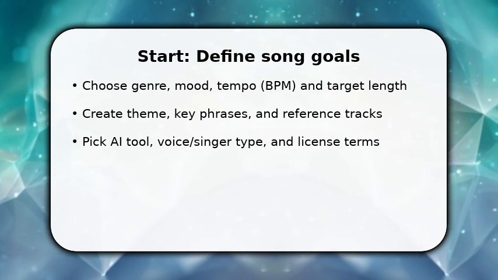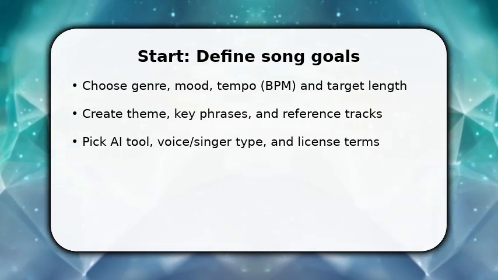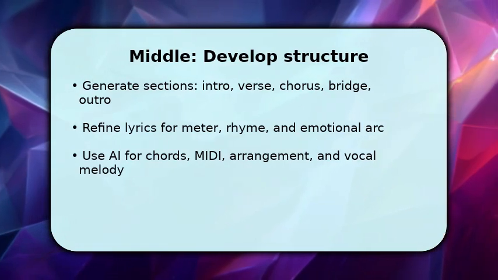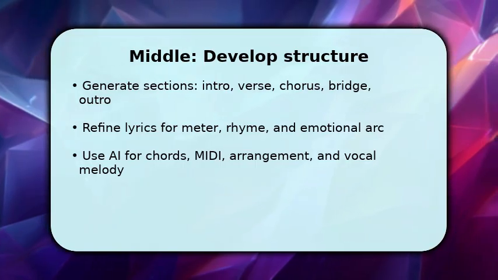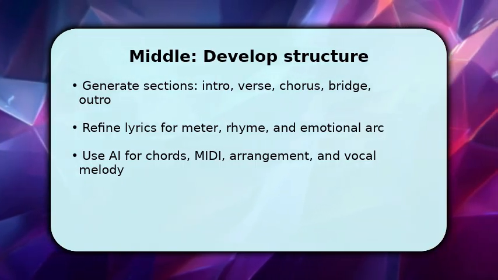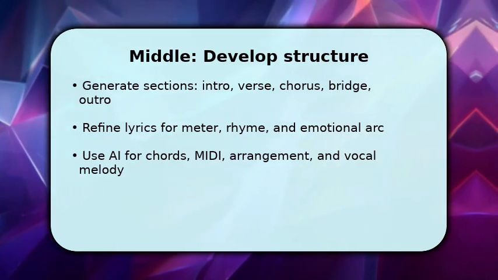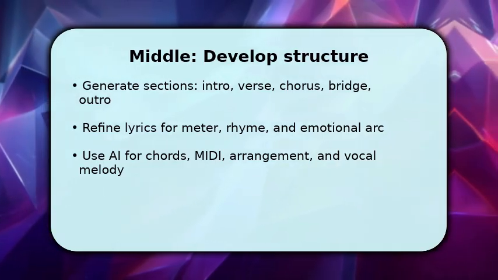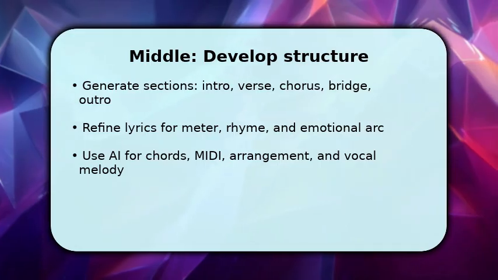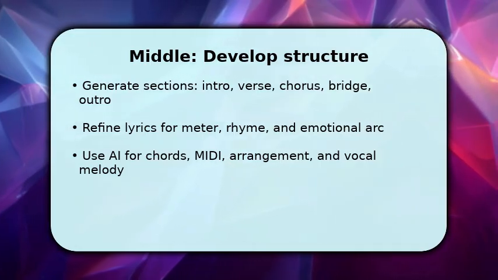You now expand the skeleton into a full arrangement by generating each section deliberately. Intro, verse, chorus, bridge, and outro. Prompt the AI for melodic contour and chord progressions that support lyrical emphasis. Then iterate, adjust syllable counts and rhyme placement to fit beats and phrasing.